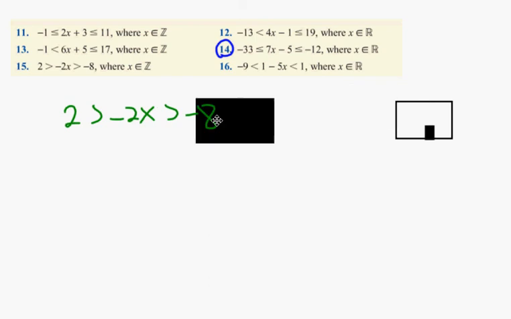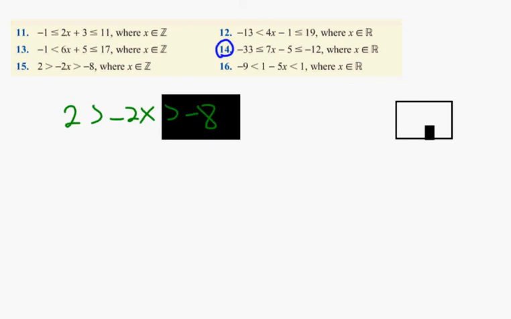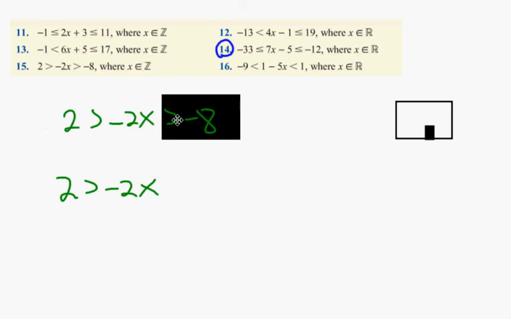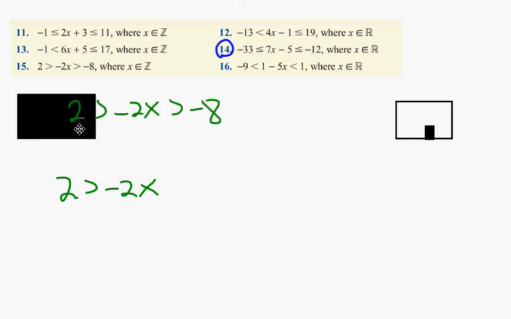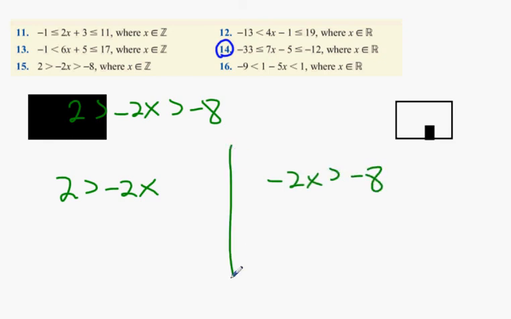So again, smart one, eh? 2 greater than or equal to minus 2x. Okay, this is not going as smoothly as last time. And then blank that one out and you're left with minus 2x greater than minus 8. You split it in half. What I suggest with the first one is we do a spin. Spin would mean this.